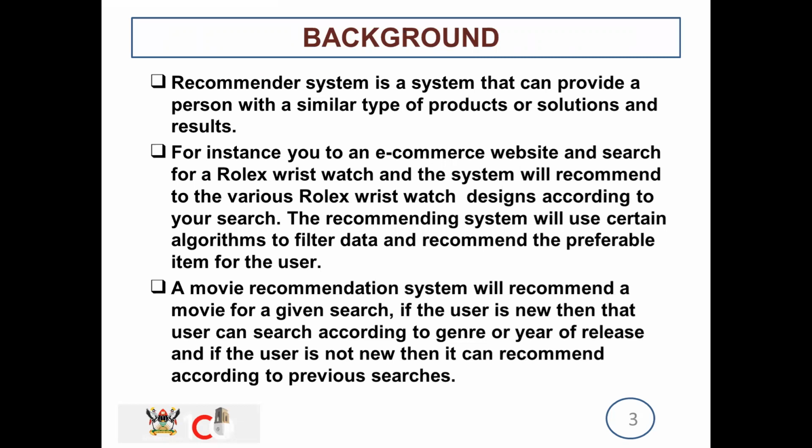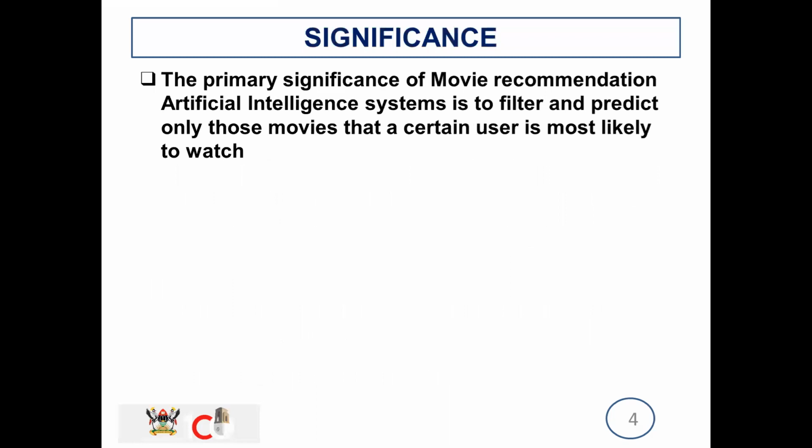You search for a movie, and if you're a new user, that data will be stored. So when you come back, even before you search, the system will recommend movies for you, if you have been mostly watching or searching for action, comedy, romance, thriller or horror movies. The primary significance of a movie recommendation system is to filter and predict only those movies that certain users are most likely to watch.